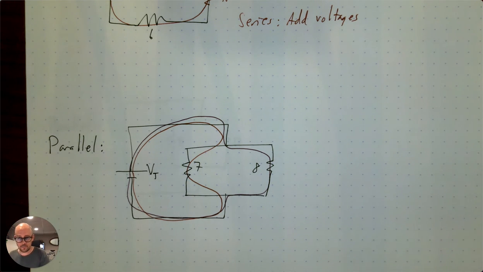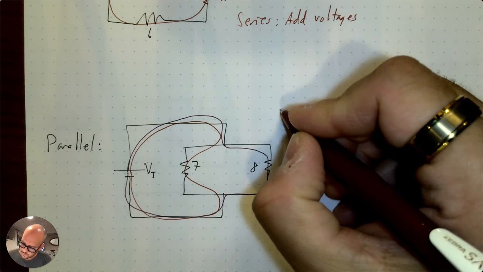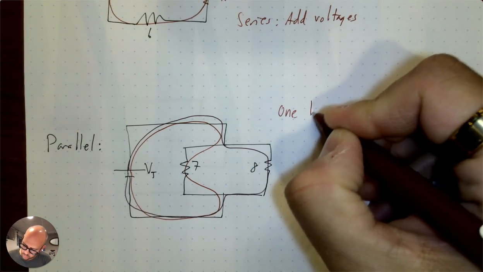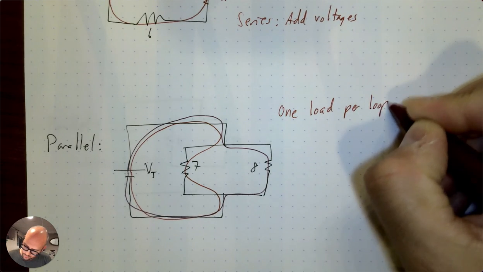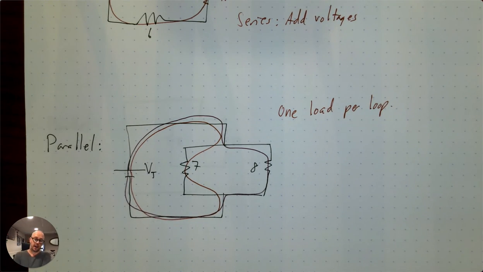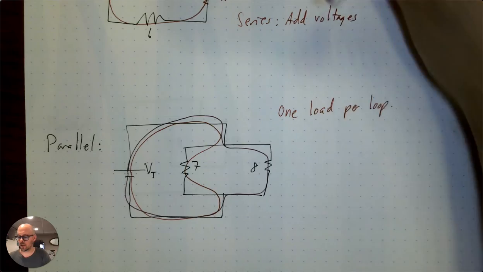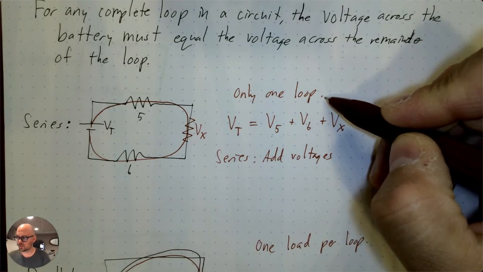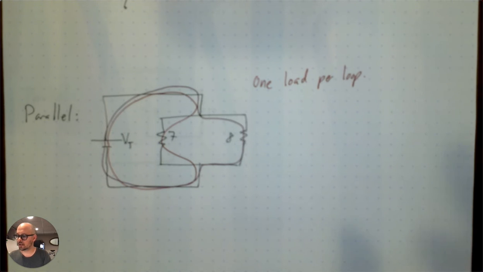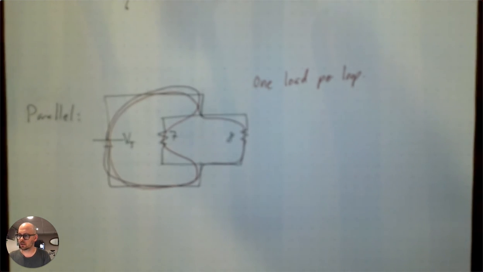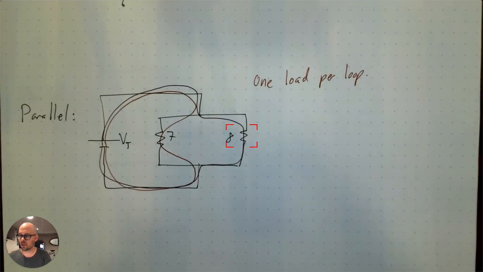In a truly parallel circuit, you will have exactly 1 load per loop. That is the defining feature of a parallel circuit. If it's not only 1 loop, and if it's not 1 load per loop, it is not series or parallel. It is a combination circuit, and we'll cover those later.